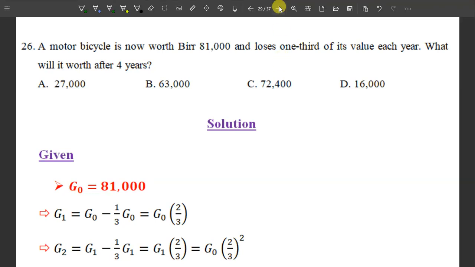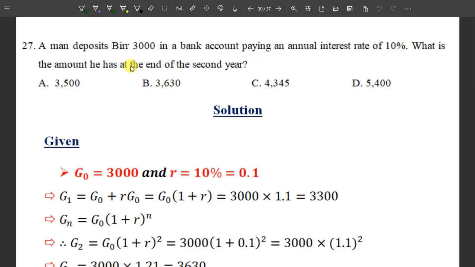Next one, it says question number 27. A man deposits birr 3,000 in a bank account, paying an annual interest rate of 10%. What is the amount he has at the end of the second year? That is what the question says.